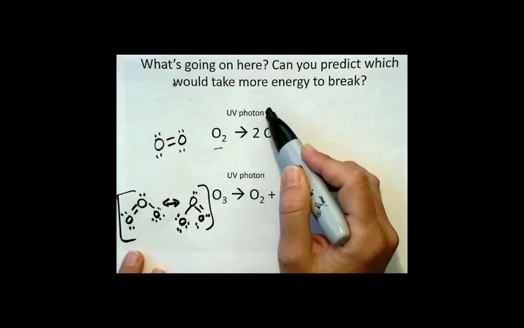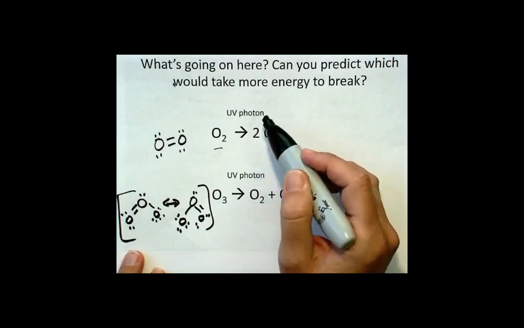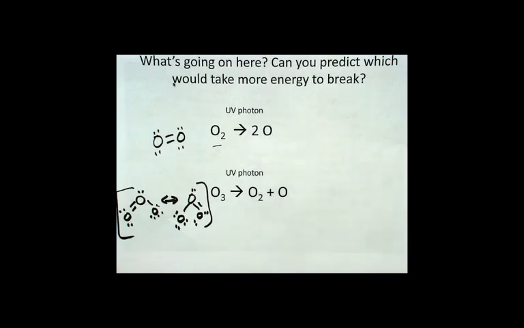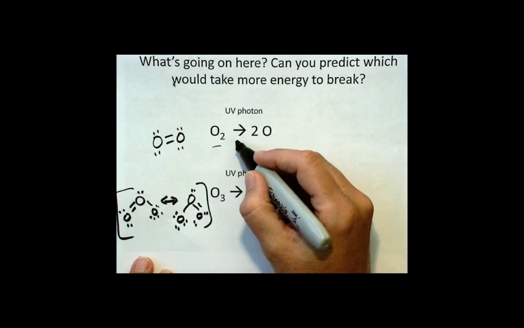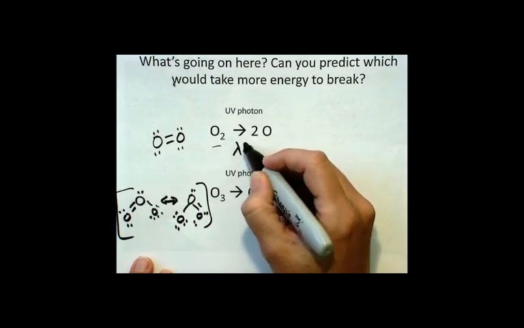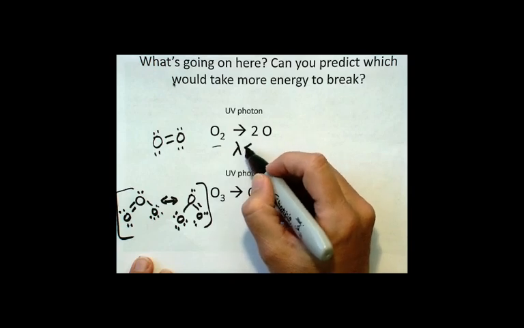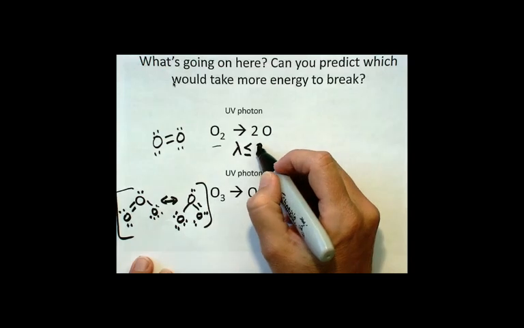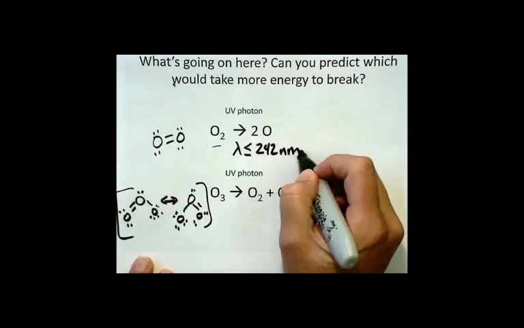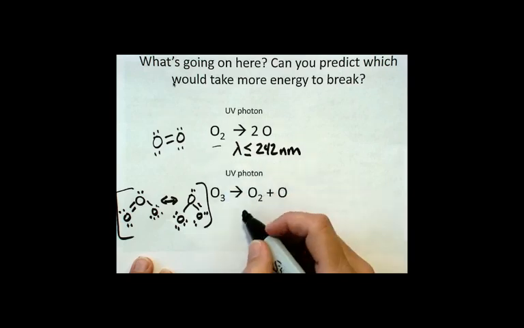So different energies within the UV spectrum are going to cause different types of chemical changes. And indeed, the wavelength of the UV radiation necessary to break the oxygen double bond is less than, remember the shorter the wavelength, the higher the energy, less than or equal to 242 nanometers. So it has to be at least 242 nanometers or shorter to break that bond.